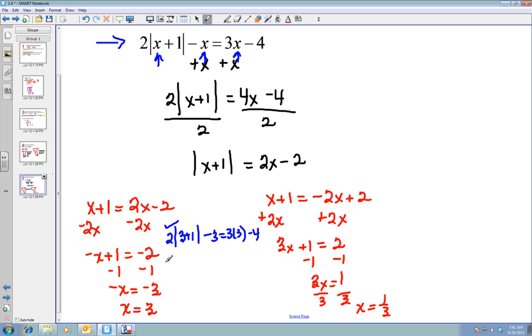So I have 2 times the absolute value of 3 plus 1, which is 4, minus 3 equals 3 times 3 is 9 minus 4. So now 2 times the absolute value of 4, that's just 4. So 2 times 4 is 8 minus 3. Okay, so that's good. We know that 3 is going to work.